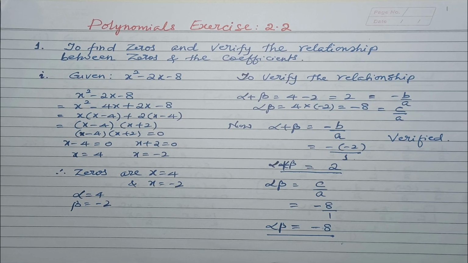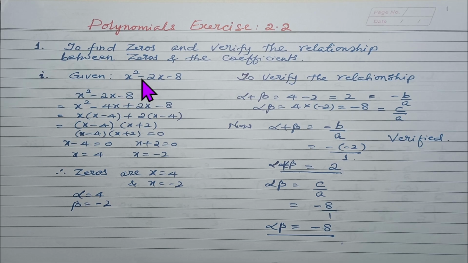Welcome to MRL. In this learning session, let us learn the solutions of the examples of exercise number 2.2 of the Polynomials chapter of the 10 CBSE textbook. Now, in the first example, we are to find out the zeros and verify the relationship between zeros and the coefficients. We are given a quadratic polynomial x square minus 2x minus 8.